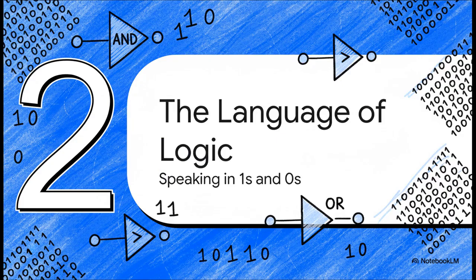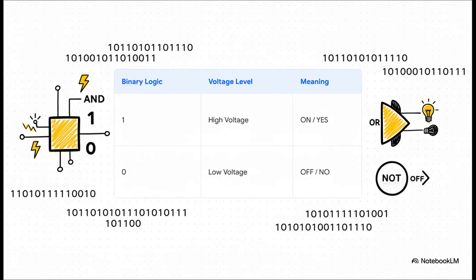So if these gates are the brain cells making all the decisions, what language are they speaking? Well, it turns out it's the simplest language in the entire universe: binary. See, in a computer's world, everything boils down to just two things. A 1 means there's a high voltage, which is like saying on or yes, and a 0 means low voltage, so off or no. That's it. That is the entire vocabulary. Every complex thing, from editing a photo to navigating with GPS, is just solved by asking and answering billions of these simple yes or no questions.